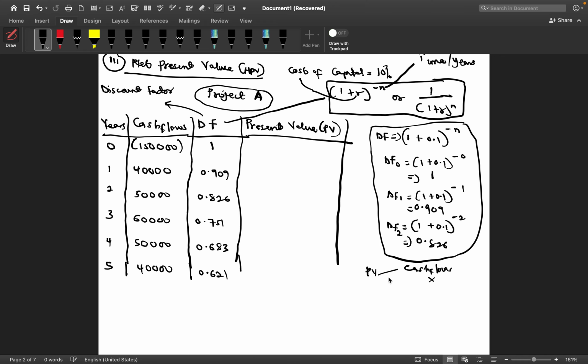So in getting the present value, it's the cash flows we have in the question times our discount factor. That will give you the present value column. This one times this would give us present value. So 150,000 times 1 is still 150,000. Remember, it's initial investment, so it's in bracket. 40,000 times 0.909.